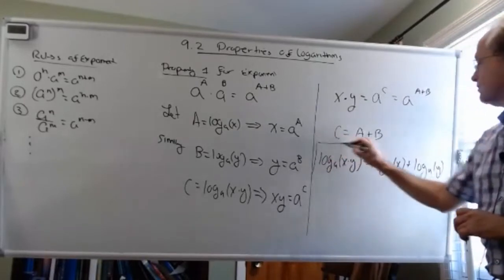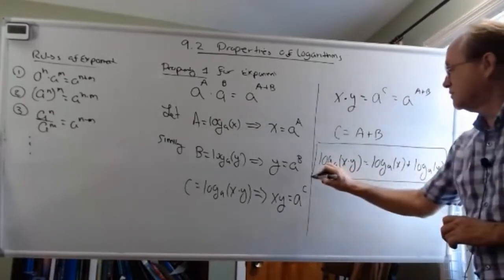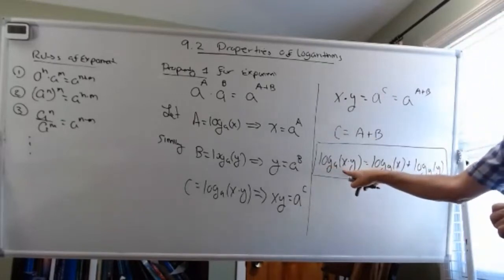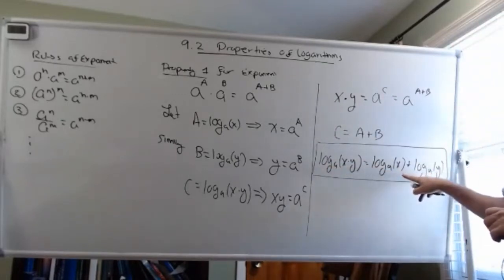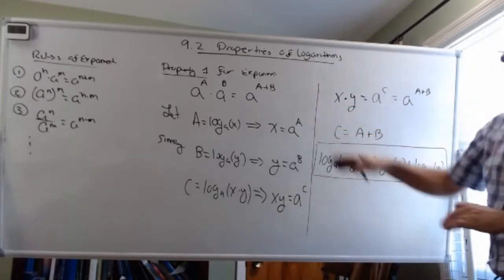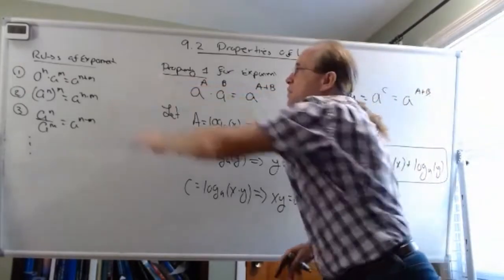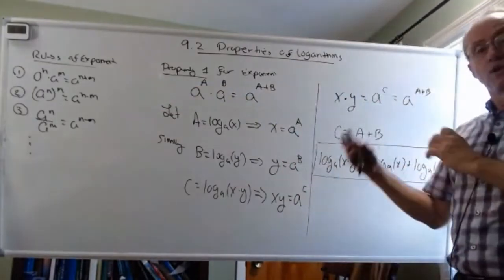This is my first rule for logarithms. The logarithm of a product is the sum of the logarithms. So that's what we get. We can get rules that come from the exponents, because we know logarithms and exponents are related.